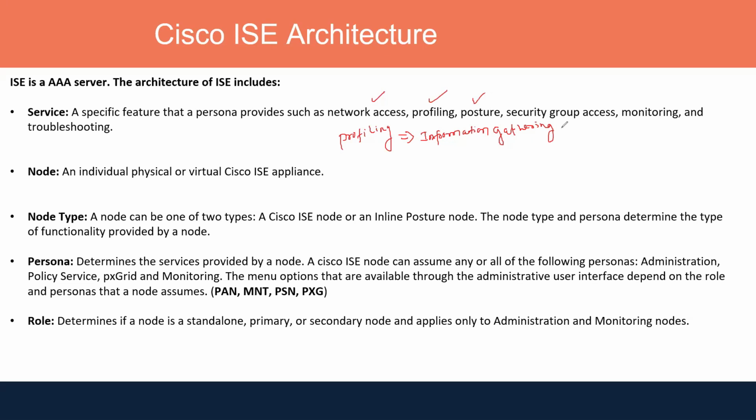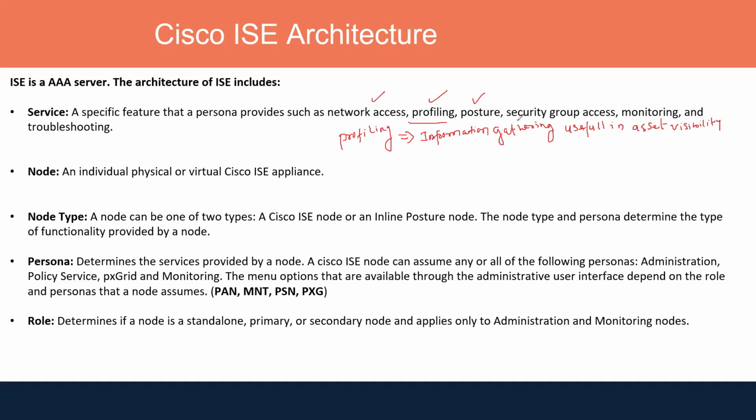Information gathering can be useful in asset visibility. Asset visibility means what type of asset is connecting to your network. Profiling does all those services to identify what type of asset is connecting to your network. We have another service, which is the posture service.